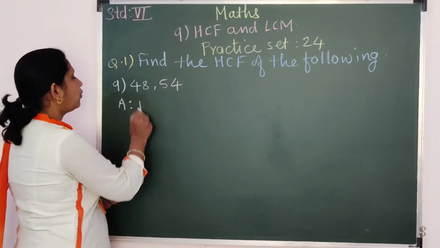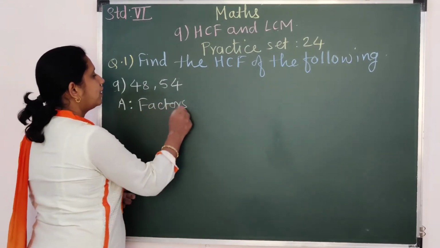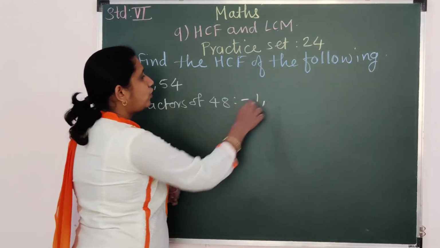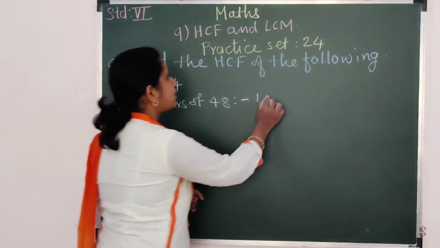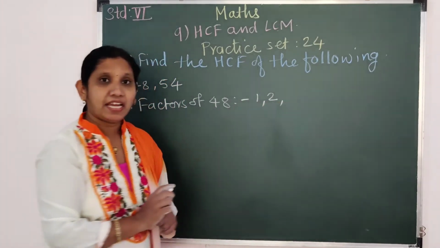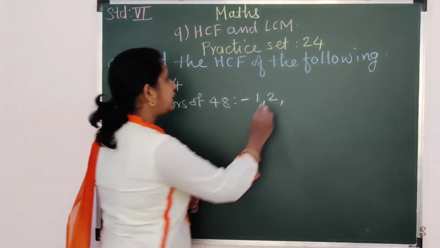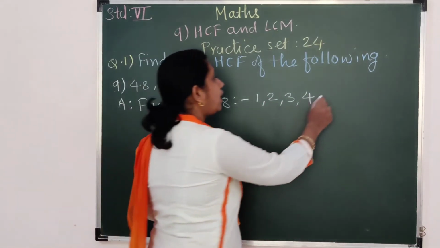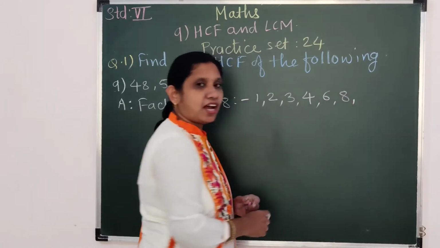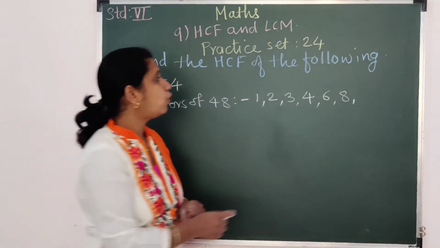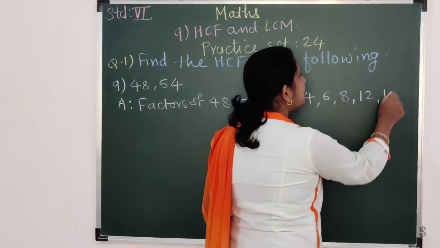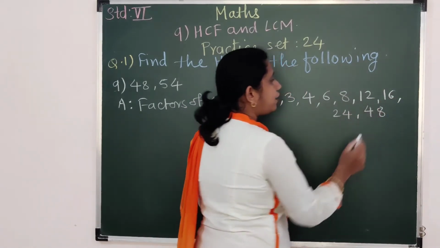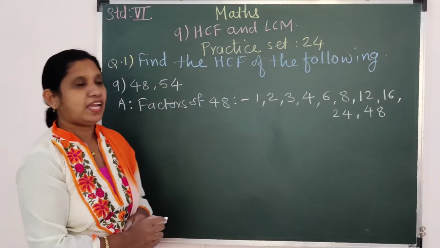So let us write down factors of 48. 1, the unit place digit is 8, so divisible by 2. 4 plus 8 is 12, so divisible by 3, divisible by 4. Also 6 8s are 48, 8 6s are 48, 12 4s are 48, 16 3s are 48, 24 2s are 48 and 48 1s are 48.